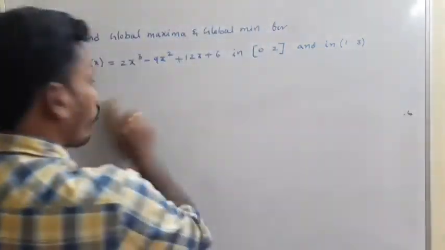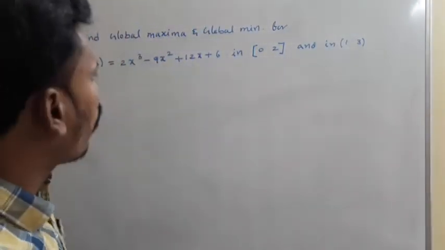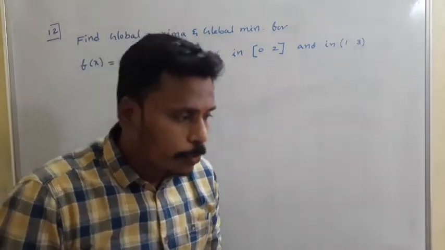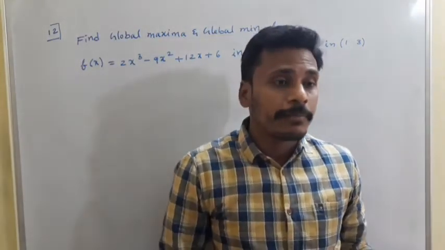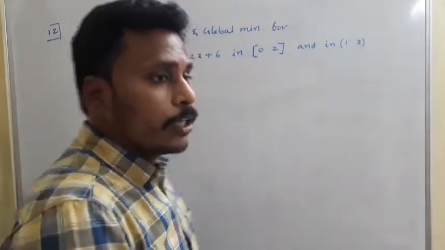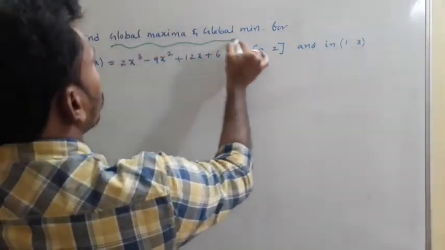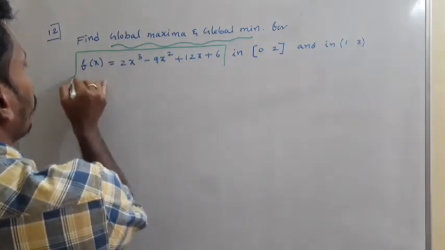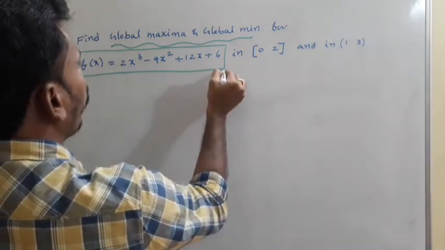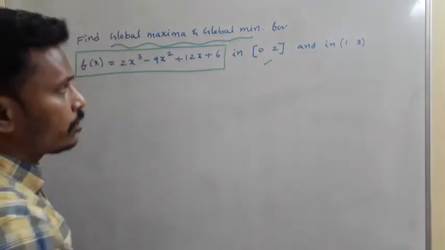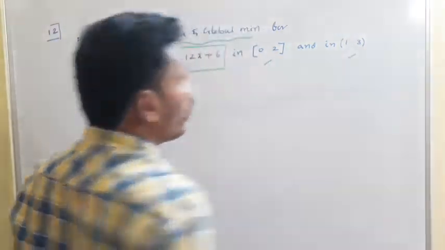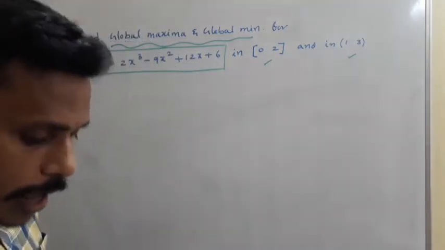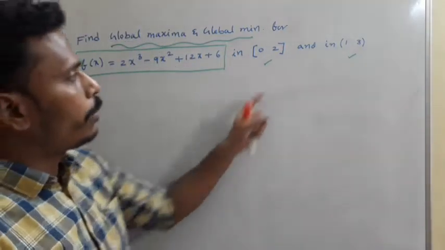The problem is about finding global maxima and global minima, right? Global maxima and global minima are also termed absolute maxima and absolute minima, and sometimes directly termed maxima and minima. So the task is to find the global maxima and global minima for the function f(x) = 2x³ − 9x² + 12x + 6 in the closed interval [0, 2] and in the open interval (1, 3). So this is one problem and that is the other problem. First I am going to find the global maxima and minima in this interval.